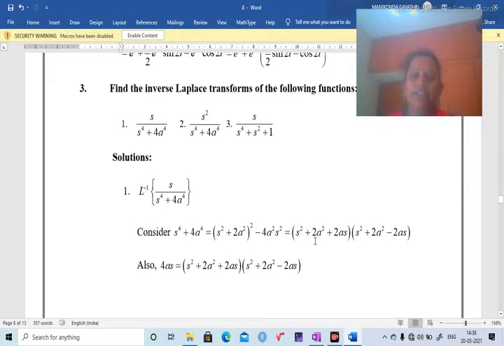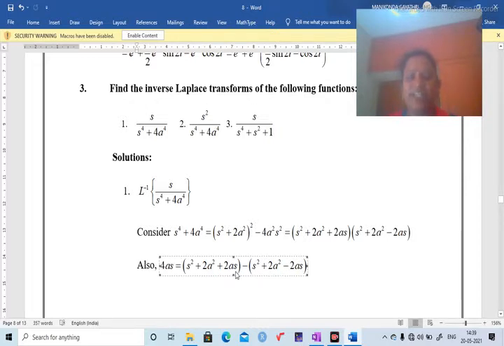So (s² + 2a² + 2as) into (s² + 2a² − 2as). And also 4as equals (s² + 2a² + 2as) minus (s² + 2a² − 2as). That means s² gets cancelled, 2a² gets cancelled, 2as plus 2as becomes 4as.